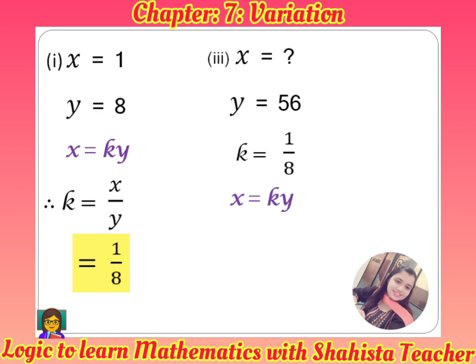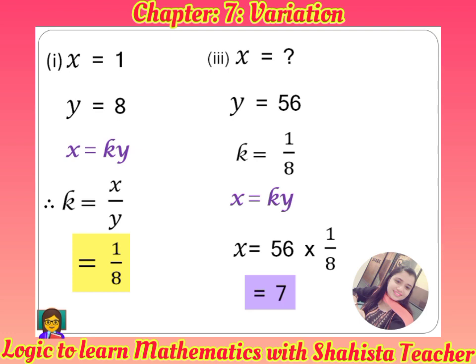X is equal to KY. Okay, so KY means K multiplied by Y. So here X is equal to, we don't know, but we know that Y is equal to 56. So X is equal to 56 multiplied by 1 upon 8. So 8 7s are 56. So X is equal to 7. So now in sub question 3 we get here 7.